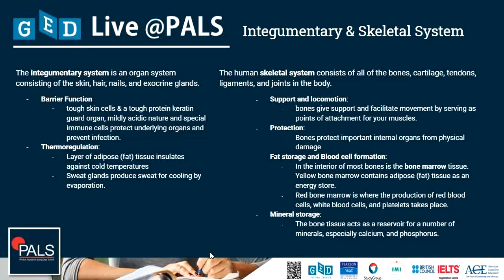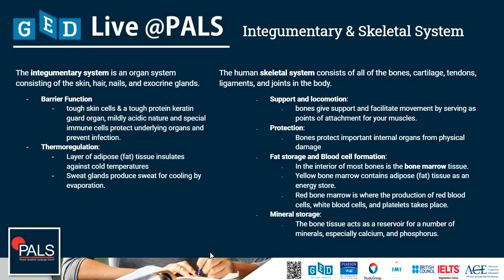The next system is the human skeletal system, which consists of all the bones, cartilage, tendons, ligaments, and joints in the body. Our skeletal system gives us support and allows locomotion together with a muscular system. Bones give support and facilitate movement by serving as points of attachment for your muscles. Plus we have, as we mentioned earlier, joints as well, which allow for more flexible movement as well.